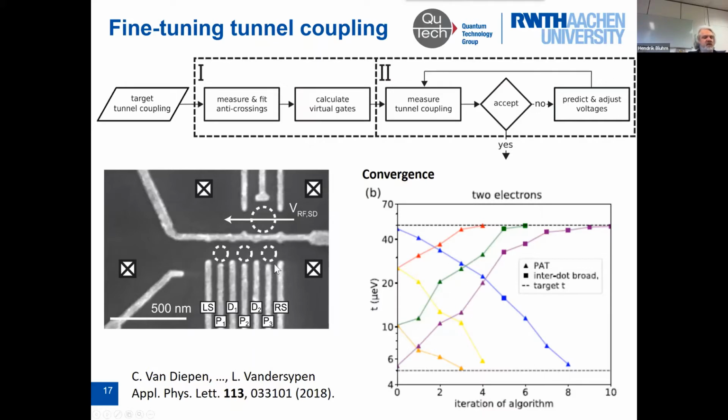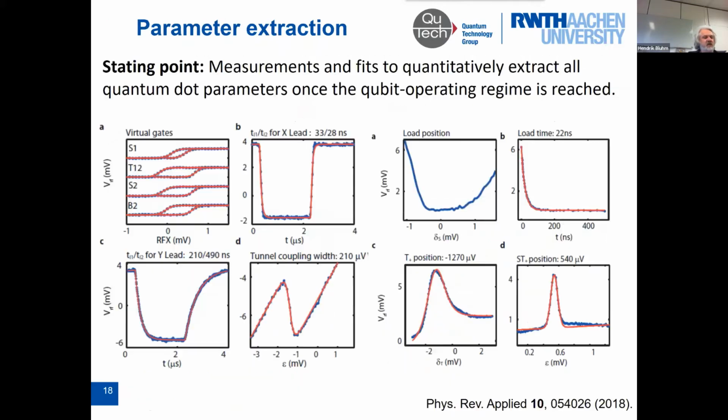And what I should emphasize here is that a single tunnel coupling between one pair of dots was tuned at the time, which means it's a linear, single-parameter tuning task, which is not the maximum of complexity one can reach.